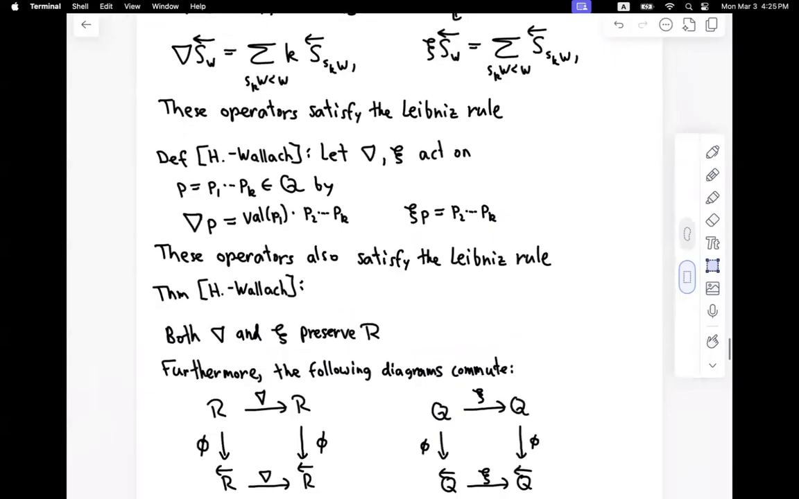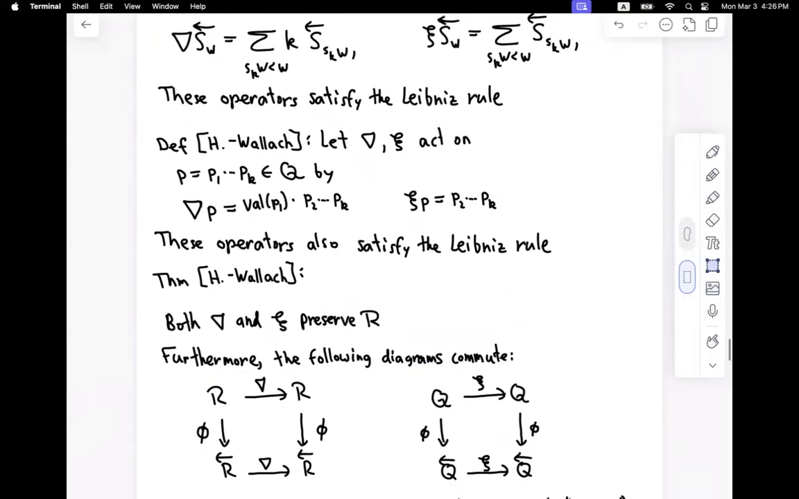So both of these operators preserve the subalgebra generated by the Schubert vectors. I should mention, when I say the subalgebra, I mean you can do sums and products. So this involves all these fancy colored words that you get by multiplying together Schubert vectors. And furthermore, the following diagrams commute.